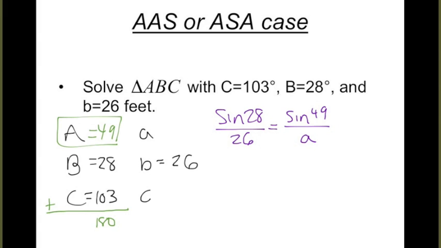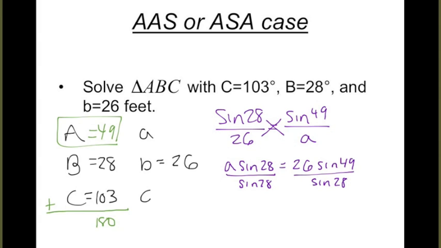I want to solve this by cross multiplying. That's how we solve a proportion. So I'm going to do a times sine 28 equals 26 times sine 49. And to get a alone, I'm going to divide by the sine of 28 that's with it. I'm going to type all that into the calculator.